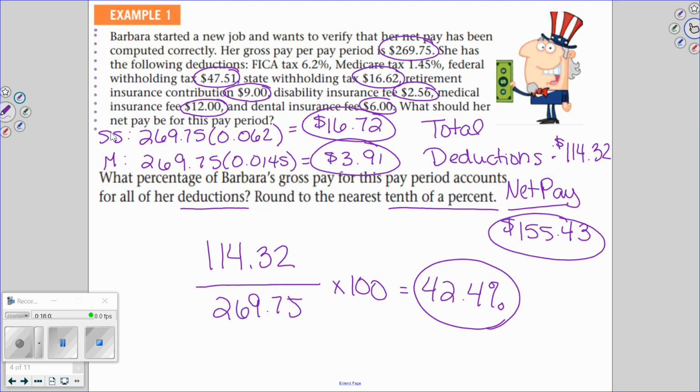That was all of our total deductions. So when we added up all the stuff that's taken out of her paycheck, we added all those up.